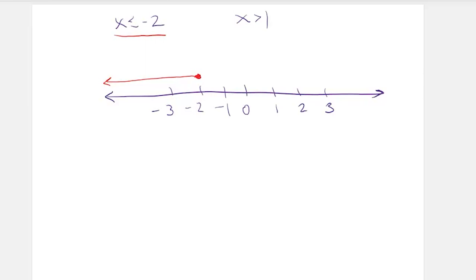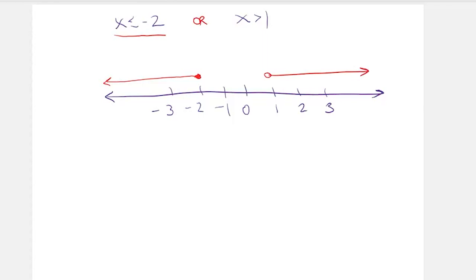And then I have another one, I have or, right? X is greater than 1. So I have an open circle, and these are all values that are greater than 1. Now we want the union. If I wanted the intersection, hopefully everybody can see from graphing it that there is no intersection.